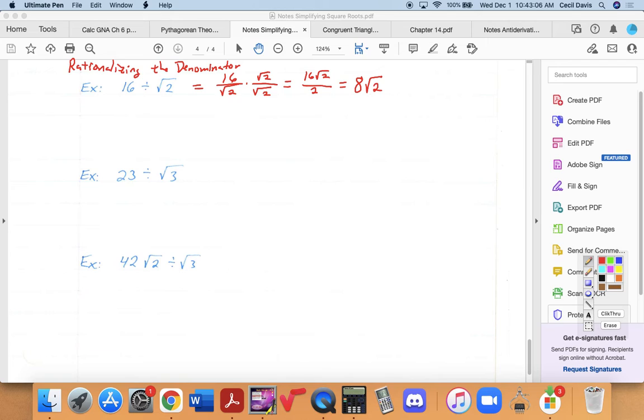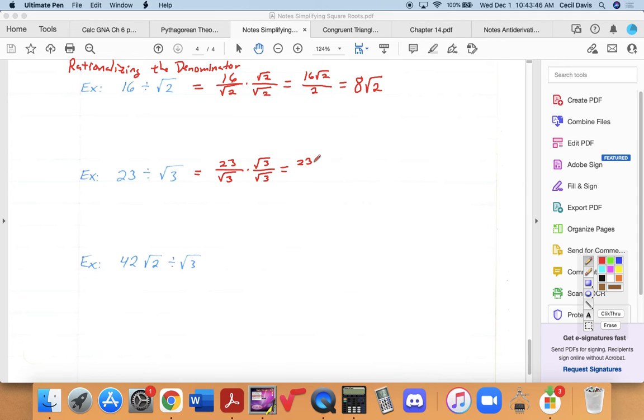Okay? All right. So let's try this one. 23 divided by the square root of 3. I can't cancel anything, so I'll rationalize the denominator by multiplying by, in this case, not the square root of 2 over the square root of 2, but the square root of 3 over the square root of 3. And thank you for saying it that way. A lot of times students just say, well, you just multiply by the square root of 3. I'm like, that would change its value. You multiply by the square root of 3 over the square root of 3.